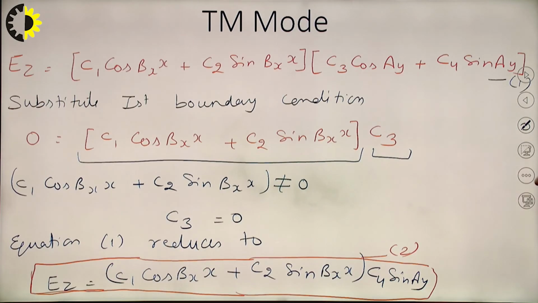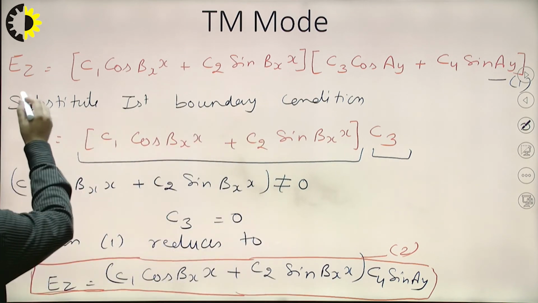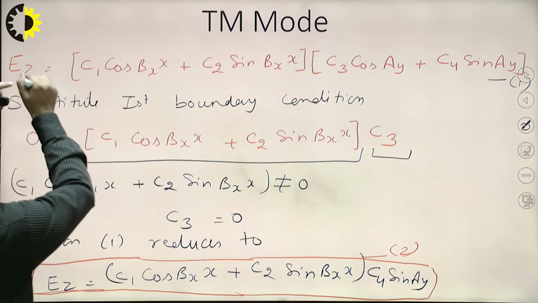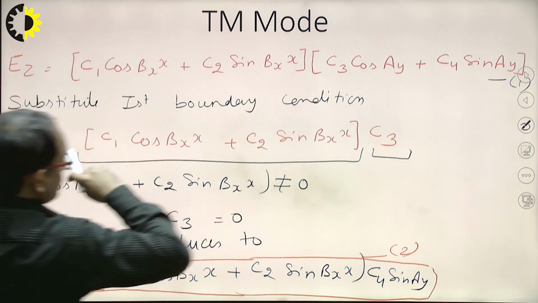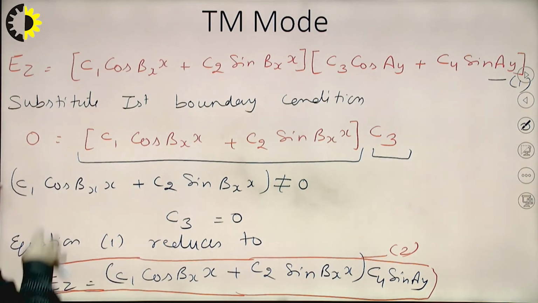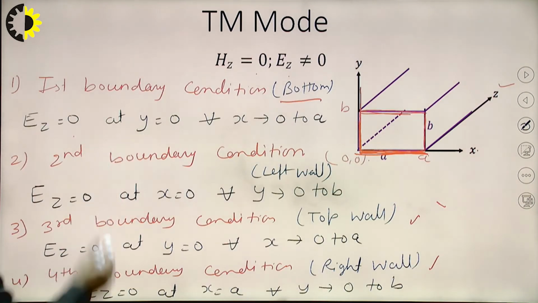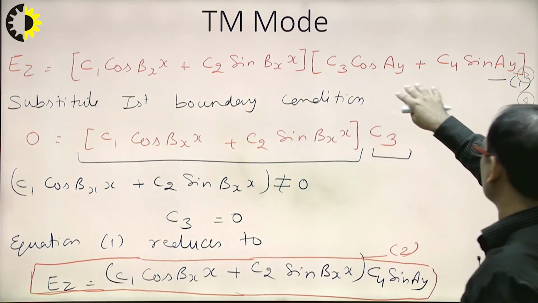Now on putting the first boundary condition, as we know Ez equal to 0. Clear? Now we will put the first boundary condition Ez equal to 0, and at the first boundary condition, y equal to 0.